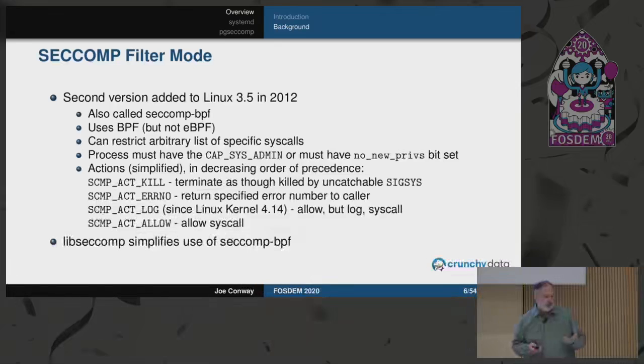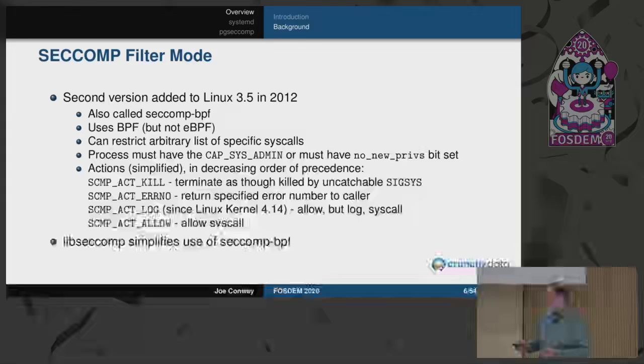In 2012, SECCOMP filter mode came out, and this is also sometimes called SECCOMP BPF. I think I was at a talk yesterday and someone mentioned SECCOMP BPF. BPF is a built-in kernel facility for doing filtering. It was originally for packet filtering, but it can also be used for other things. And so this was used to add a flexible way to filter which syscalls you want to allow and which ones you don't want to allow, and what action you want to take when they get called.